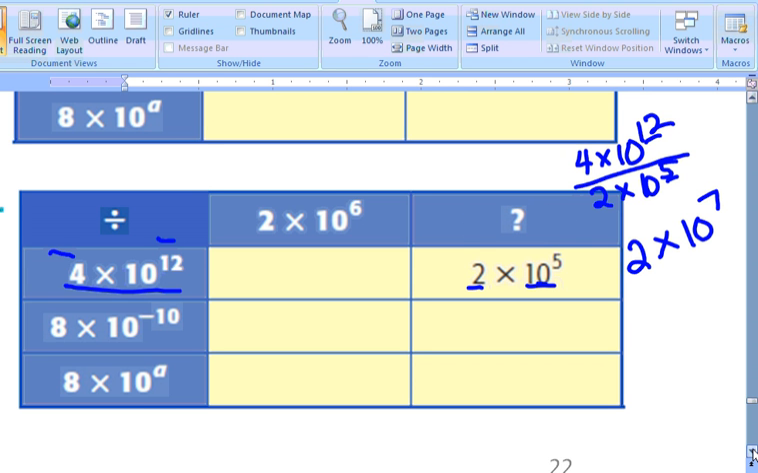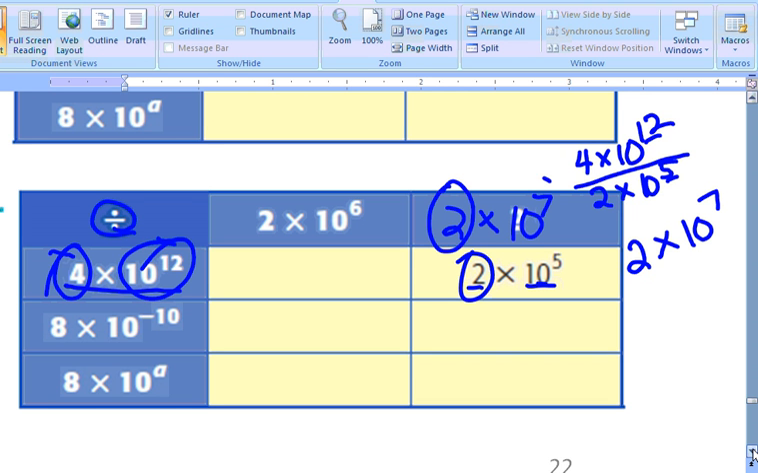And we can check that quickly. Now remember this is division. 4 divided by 2 is 2. That's good. And 10 to the 12th divided by 10 to the 7th. When you're dividing, you subtract, so 12 minus 7 is 5. So that checks.